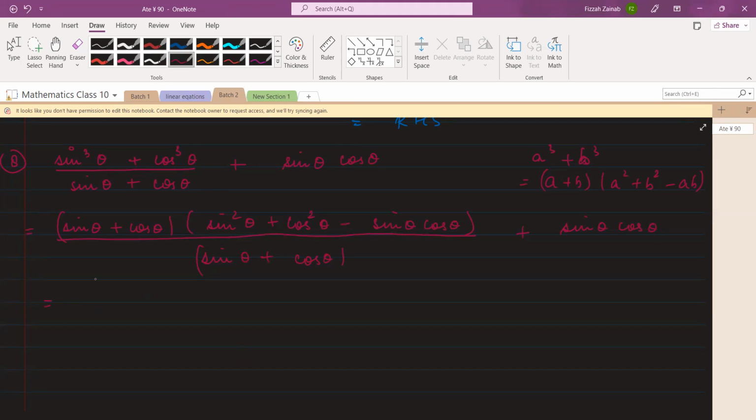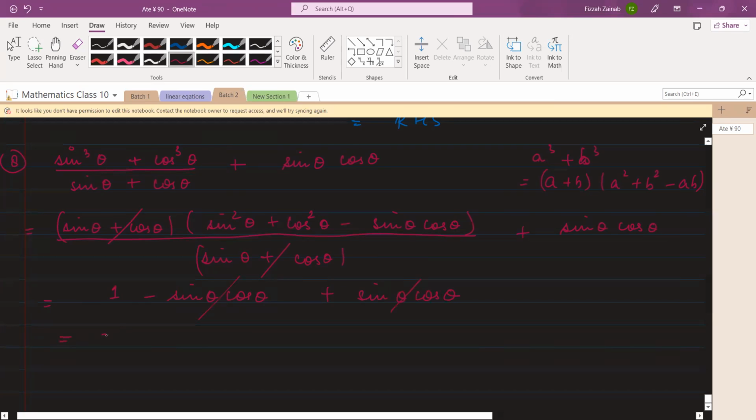Okay, so I think the whole bracket here cancels out the first one, right? And sine square theta plus cos square theta becomes 1. So I have 1 minus sine theta cos theta, so only this much left. And then you have plus sine theta cos theta. Now this whole term cancels out and the answer is 1.